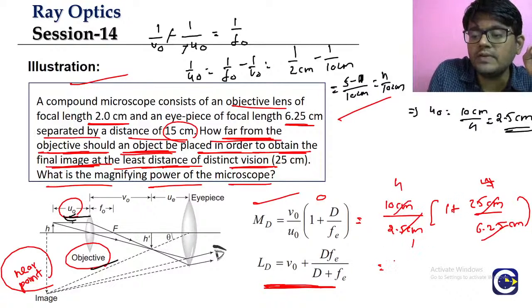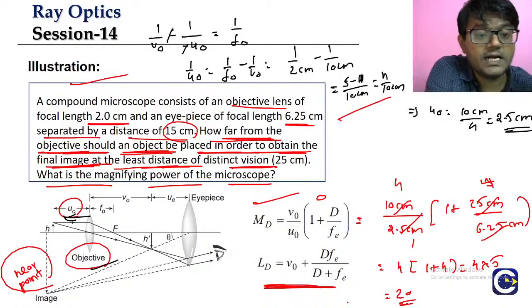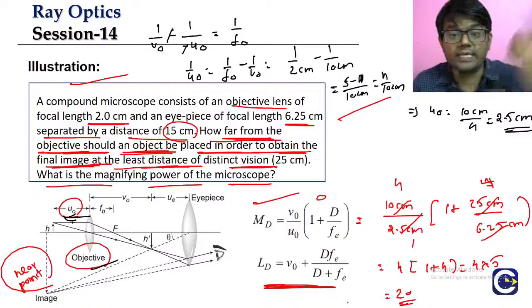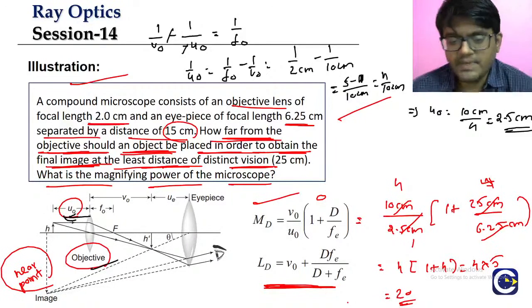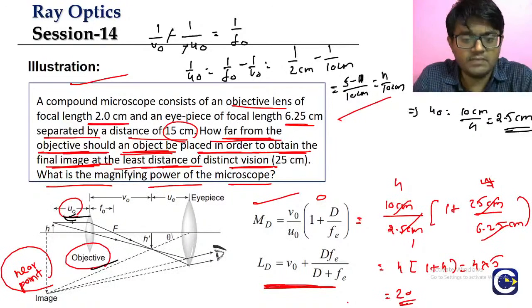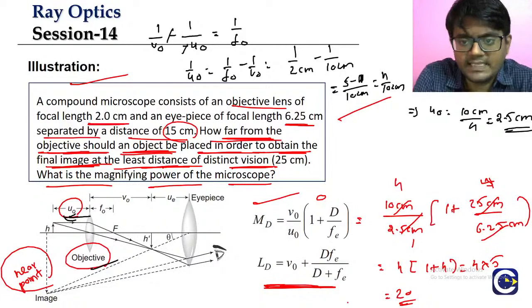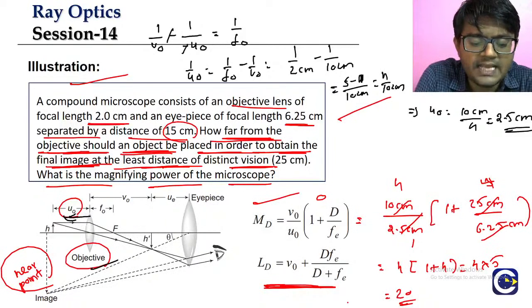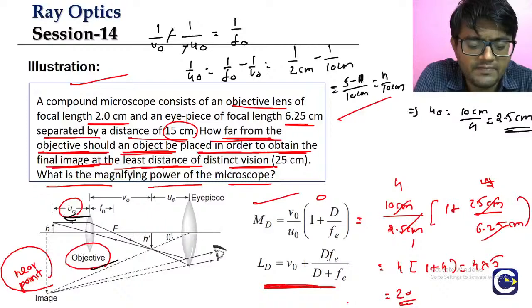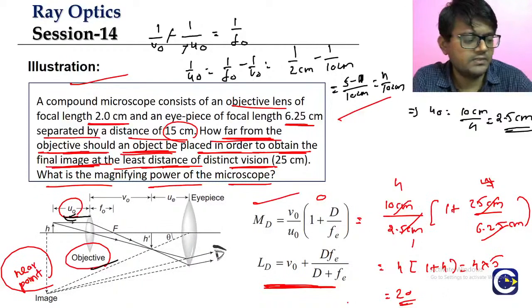So what we have is 4 into 1 plus 4, that is 4 into 5, which will be 20. So we'll call this microscope 20x. The magnifying power is coming as 20, right? So we'll call the microscope 20x. Remember that notation I told you in the previous class? Depending upon the magnifying power, we will use this word.